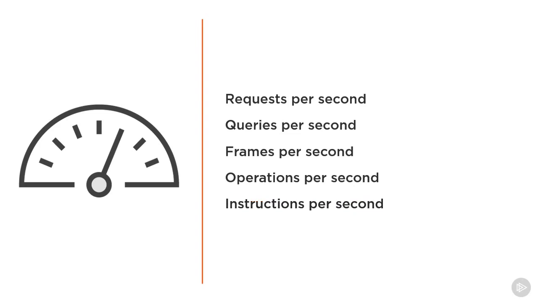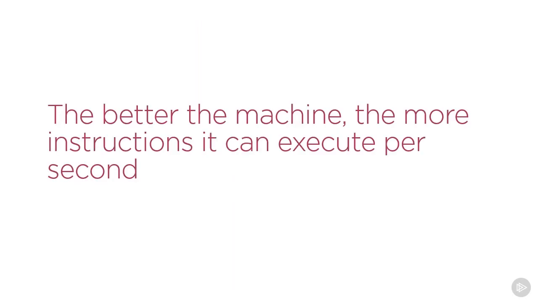With performance being understood to be the number of executed instructions per duration, it goes without saying that performance is highly dependent on the hardware. The better the machine, the more instructions it can execute per second. Therefore, one approach to application performance optimization is to simply run your application on better hardware.